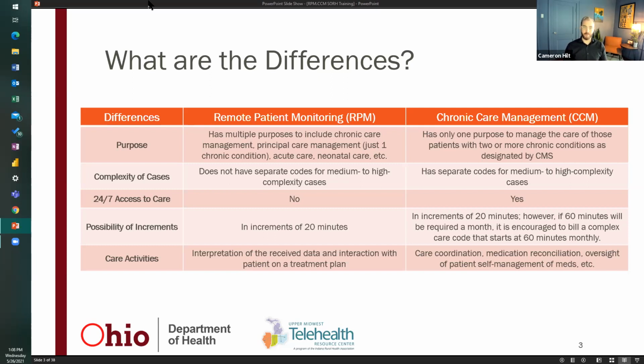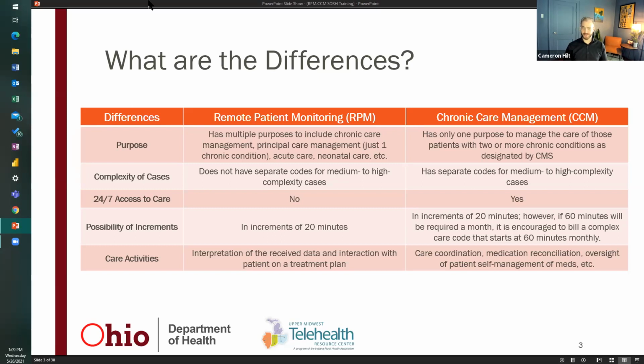The next is the complexity. Since RPM can include that acute care, it doesn't have to be for more highly complex cases. For chronic care management, how complex the patient is matters a great deal when you bill. If it's a non-complex case, you're going to bill differently, and if it's a complex case, you're going to bill differently for chronic care management.